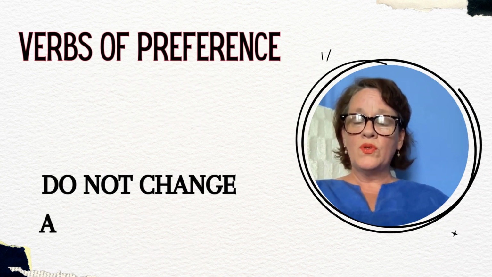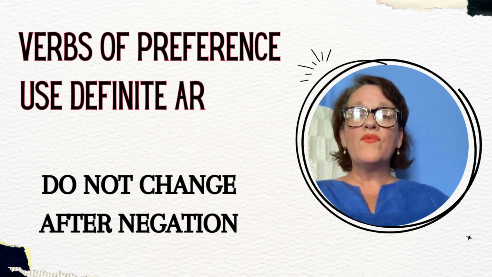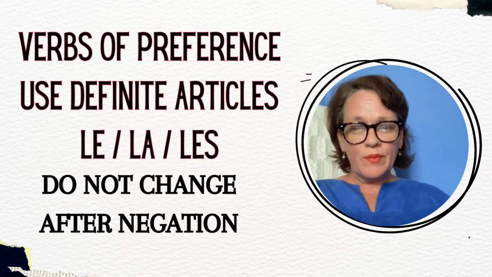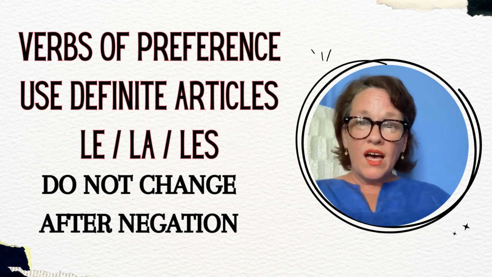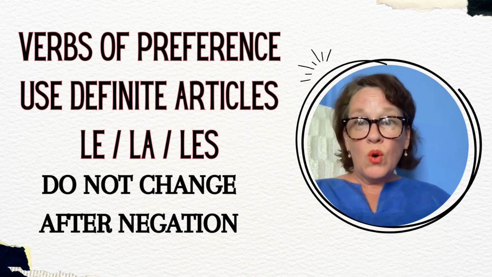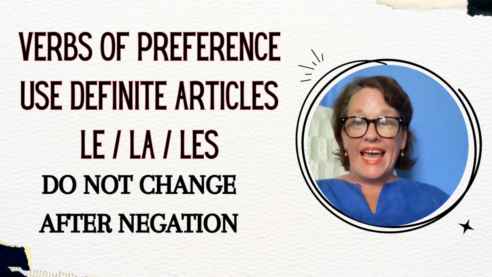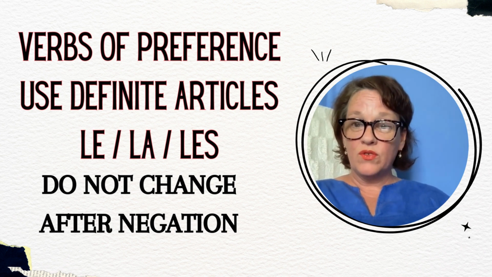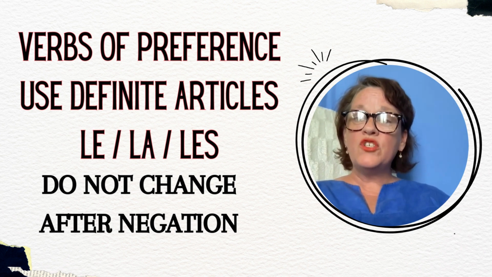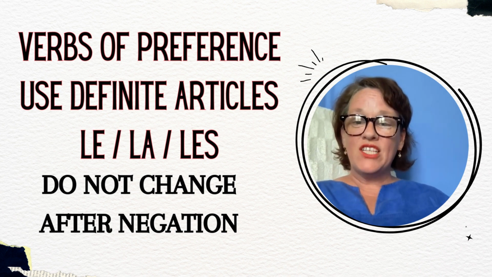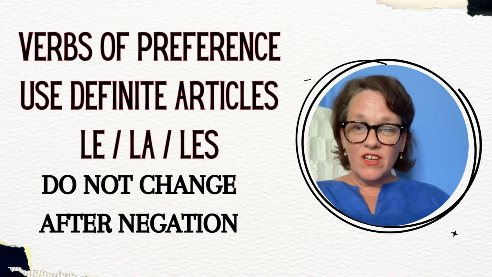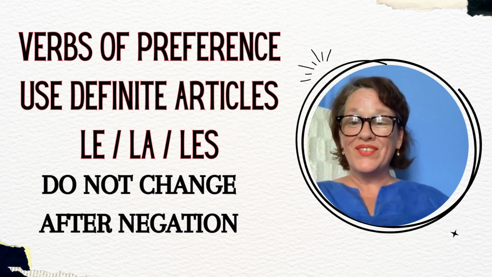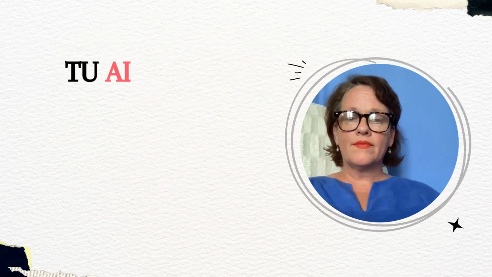In the fourth rule, we're going to talk about verbs of preference. What are verbs of preference? I'm talking about to like, to love, to prefer, to adore, to hate, aimer, adorer, détester, préférer, all of those. With verbs of preference, you need to use definite articles. So they do not change after negation. And that's always true for definite articles.